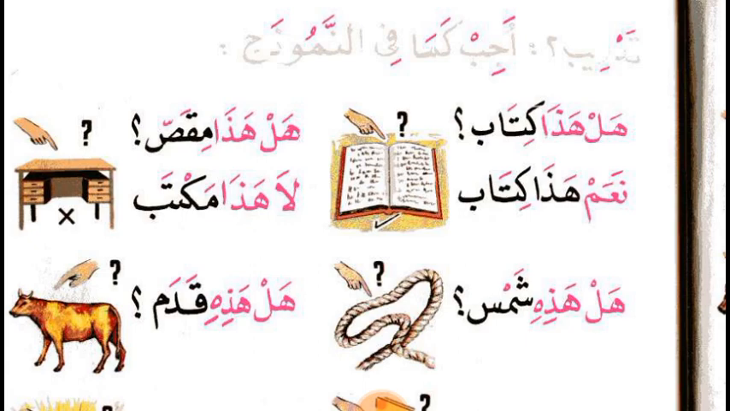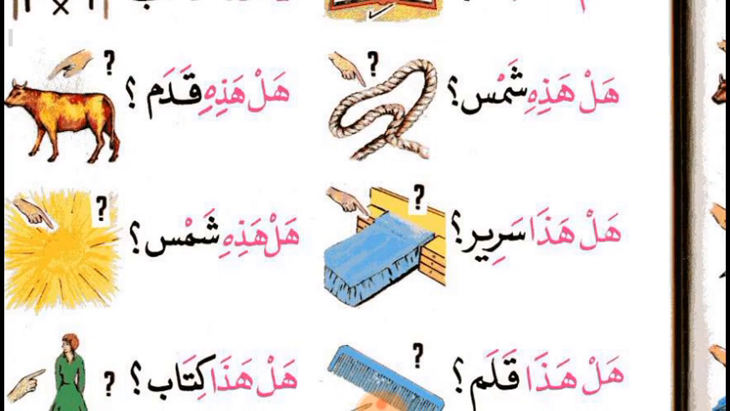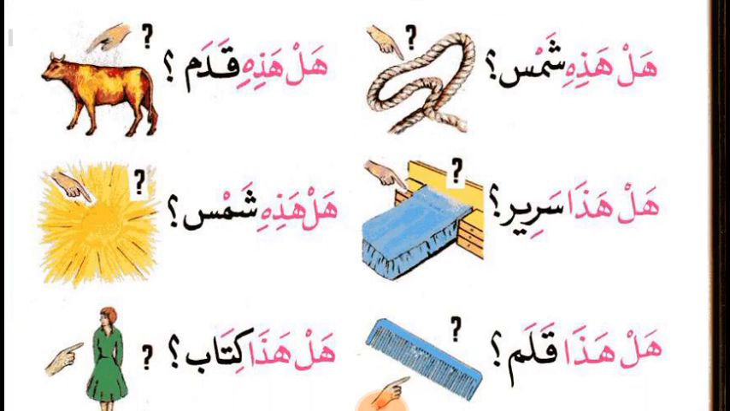So he's asking you to answer all these questions. First question is Hal haza kitab? Is this a book? Naam, haza kitab. Second question, Hal haza mikas? Is this a scissor? La, haza maktabun. No, this is a desk. So start answering these questions. Al hazihi shamsu? Is this the sun?